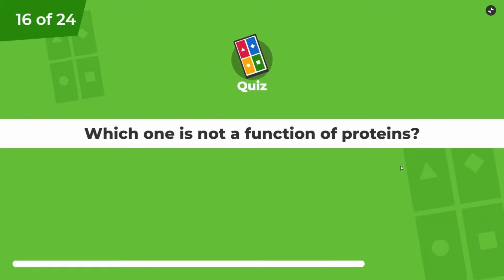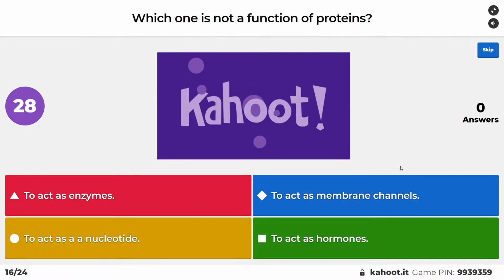Which one is not a function of proteins? Ooh, I wonder what a protein is. Wow, I'm not sure, man. It's definitely Tide Pods. Just kidding. Don't eat Tide Pods, guys. Proteins are definitely not polypeptide chains of amino acids. They're not important at all. Nope.